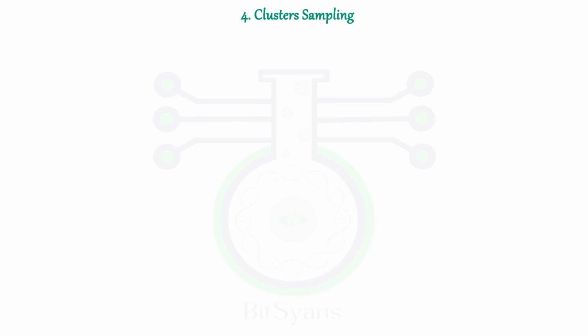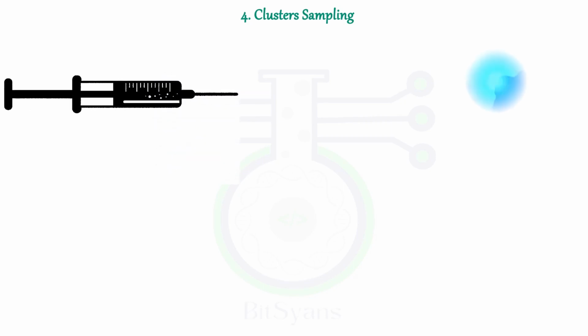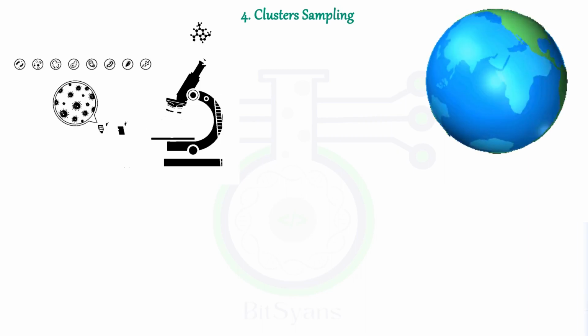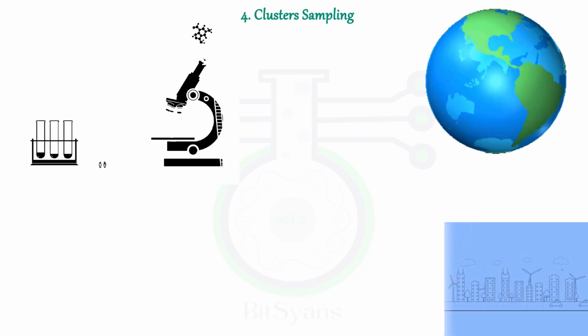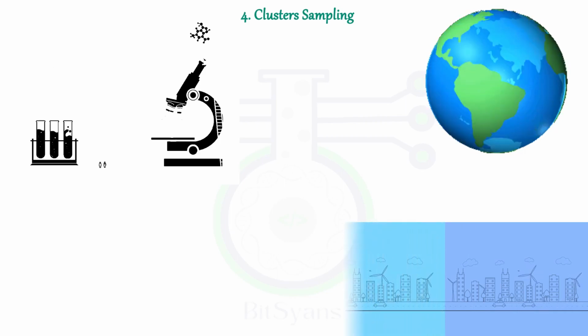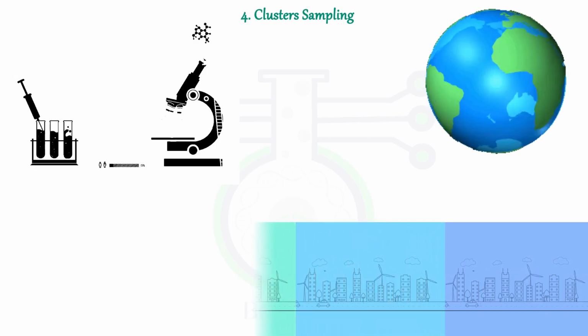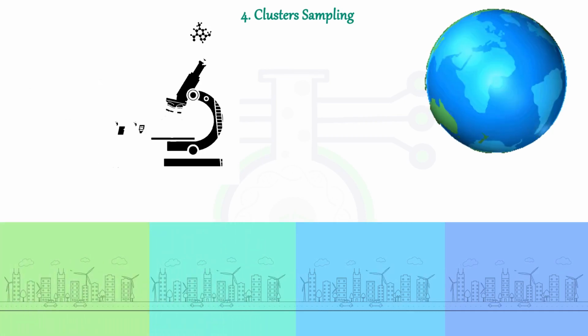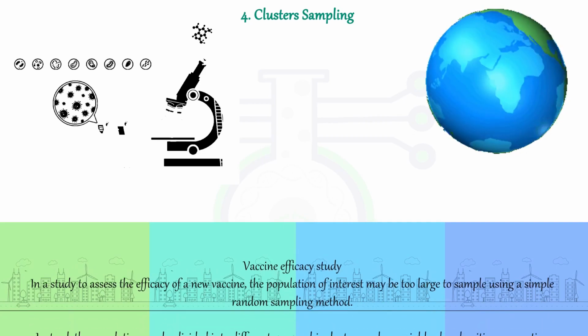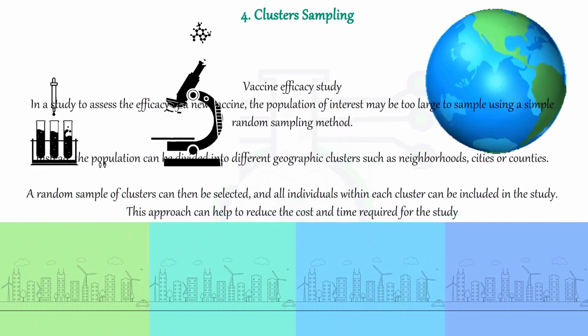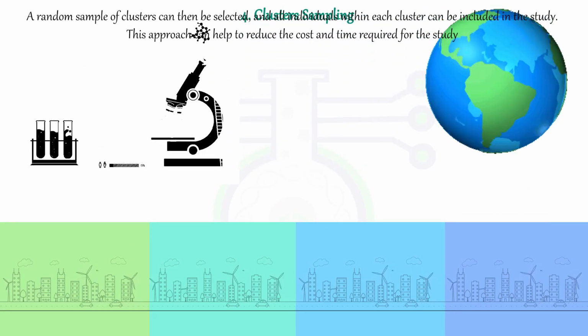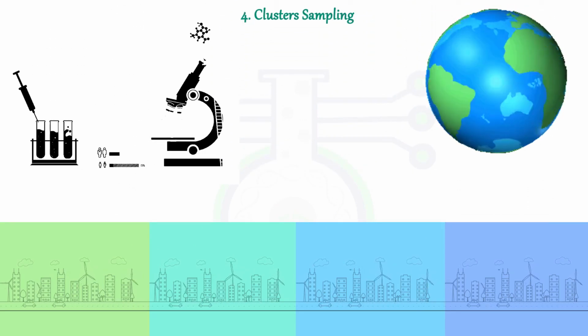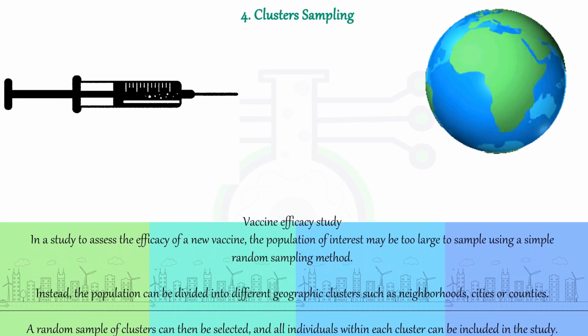Example of cluster sampling. We can use this sampling technique to understand vaccine efficacy. In a study to assess the efficacy of a new vaccine, the population of interest may be too large to sample using a simple random sampling method. Instead, the population can be divided into geographical clusters such as cities or countries. A random sample of clusters can be selected, and all individuals within each cluster can be included in the study. This approach can help to reduce the cost and time required for the study.